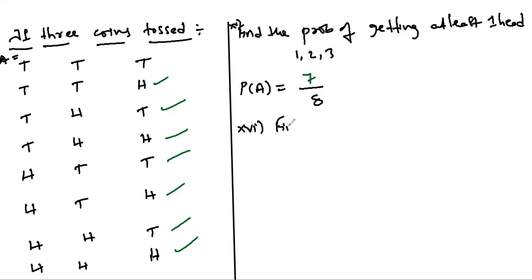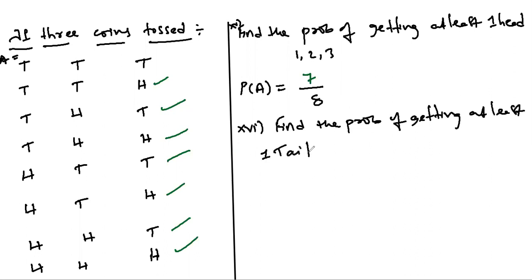Find the probability of getting at least one tail. Same. P of A is equal to, at least one head means you are getting 7 out of 8. At least one tail also you will get the same, 7 out of 8.